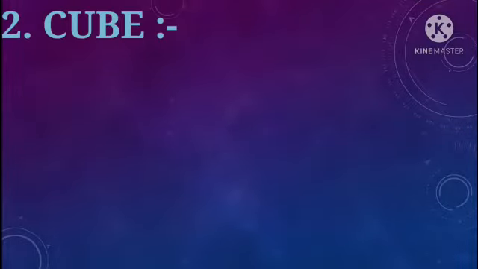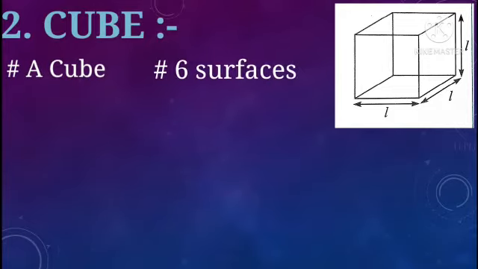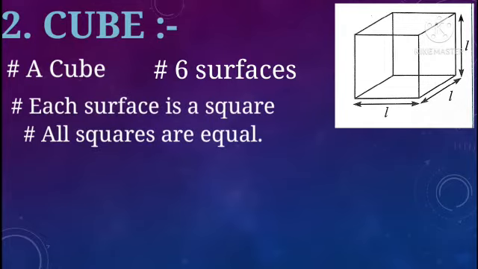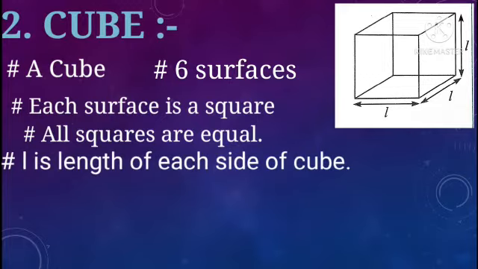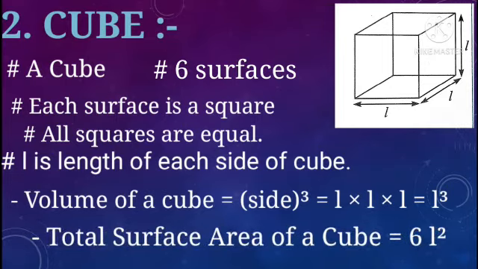Cube. The figure here represents a cube. It is made up of 6 surfaces. Each surface is a square. All squares are equal. If L is the length of each edge of the cube, then volume of a cube is equal to side cube, that is equal to L into L into L is equal to L cube. Second, total surface area of a cube is equal to 6L square.